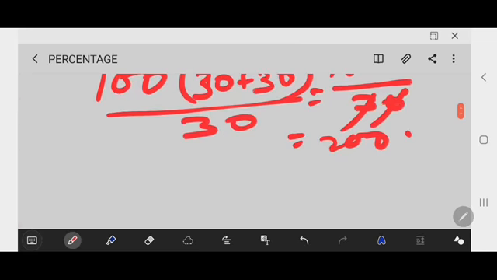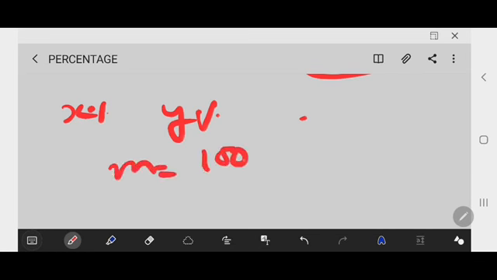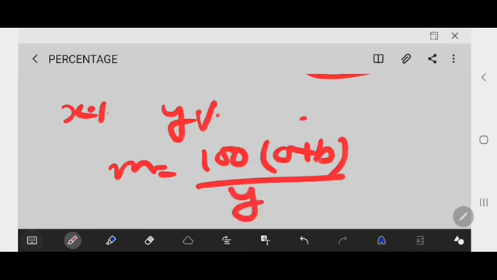Okay. So this is the example for: if a candidate scores X% marks in an examination and fails by A marks, while another candidate who scores Y% marks gets B marks more than the maximum required passing marks. So the formula for the total marks is 100 into A plus B divided by Y minus X.